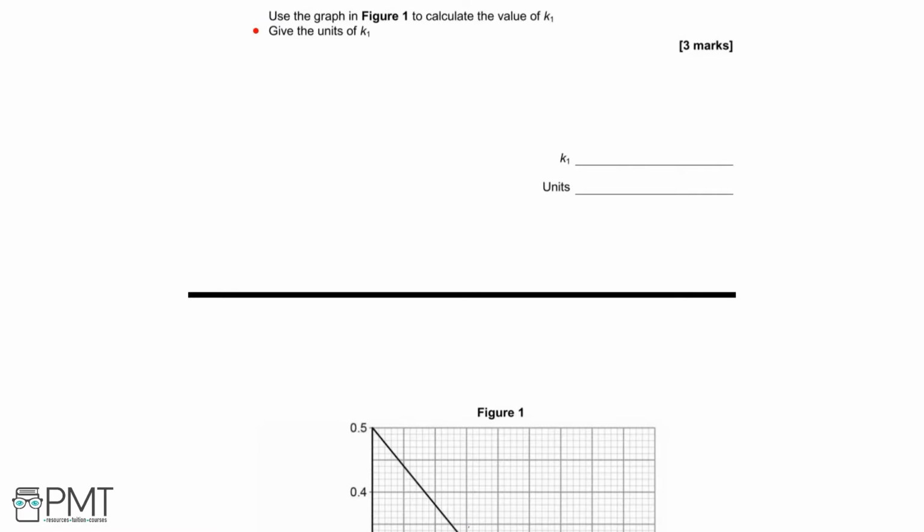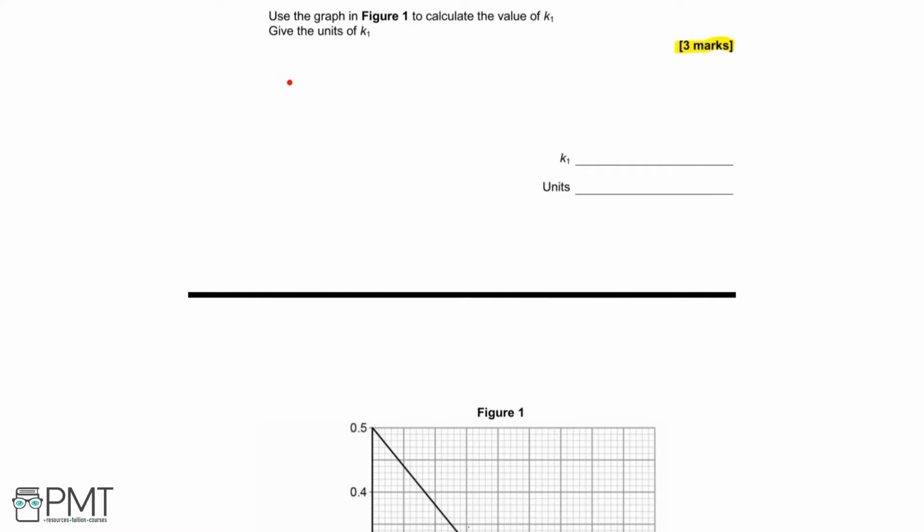Use the graph in Figure 1 to calculate the value of K1. Give the units of K1. This question is worth 3 marks, so we are going to get 2 of those marks from calculating and giving the value of K1, and the third from giving the units of K1. So to begin with, we need to actually look at and work out how we're going to give the value of K1.